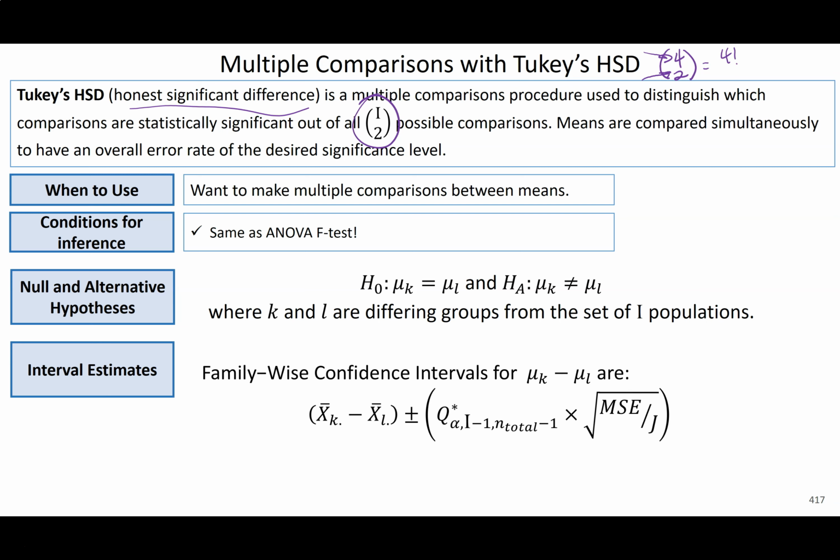You're going to get 4 factorial over 2 factorial times 4 minus 2 factorial. So you're going to get 4 times 3 times 2 factorial over 2 factorial times 2 factorial. 2 factorial is just 2. So you're going to get 6 pairwise comparisons. Absolutely, check that math. I'm just doing some quick mental math here.